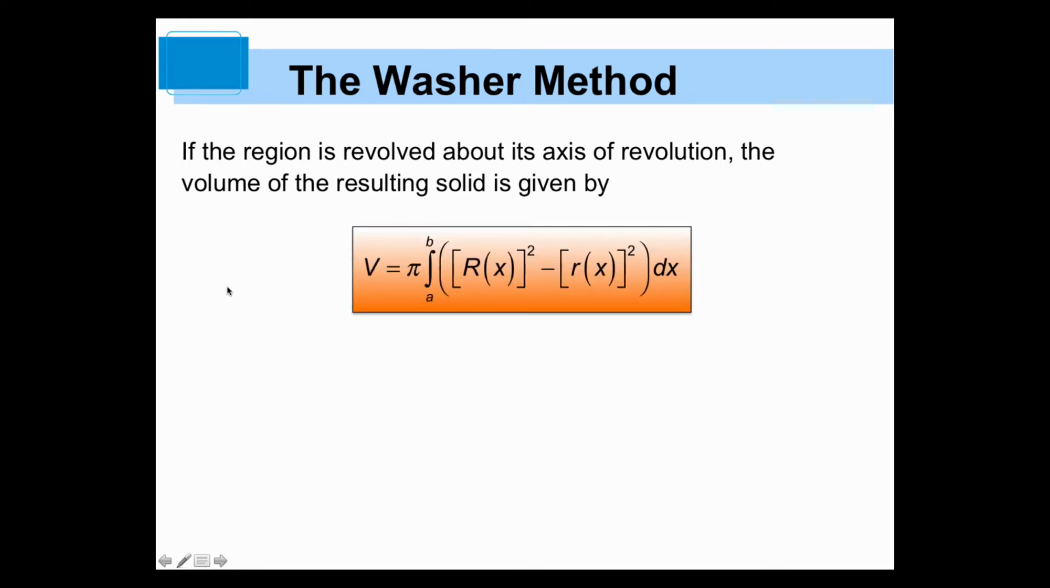So there's the general formula. Common mistake that people make here. Notice it's capital R squared minus little r squared, not capital R minus little r quantity squared. You're squaring the individual parts. Still a pi sitting out in front of it because you're still finding the area of a circle.